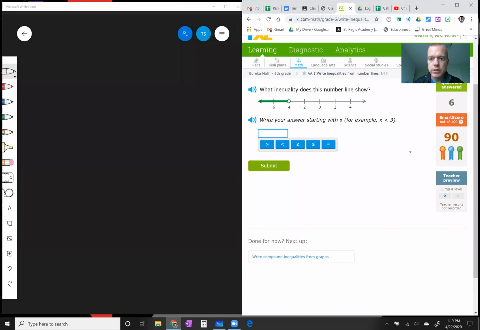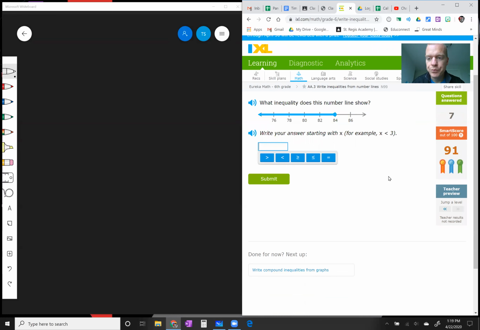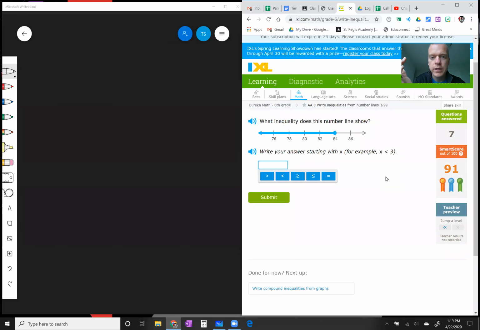Okay, so what inequality does this number line show? Starting at negative 4, it's an open circle. Okay, so x has to be less than negative 4. And voila, there you go. One more. Sure, we'll do one more. I know, you guys want one more. Here we go. Closed circle, starting at 84. So closed means it has to be one of these two. Okay, it's going down. So x has to be less than or equal to 84.